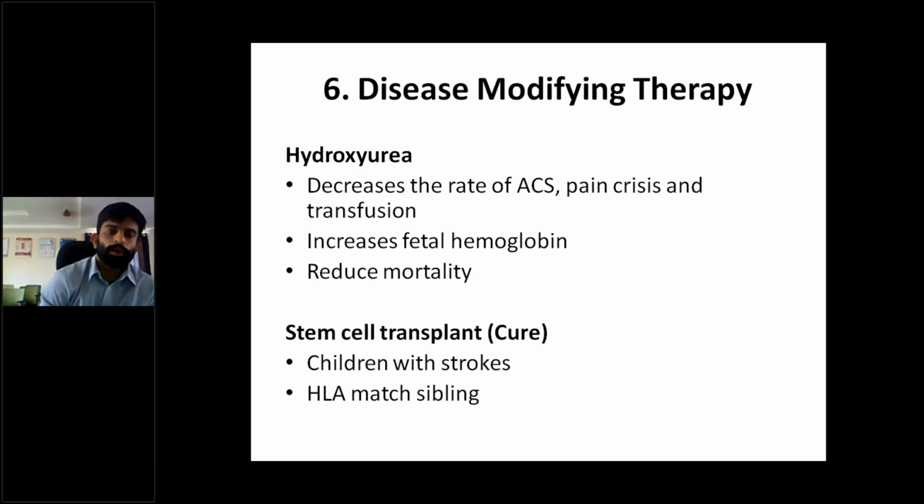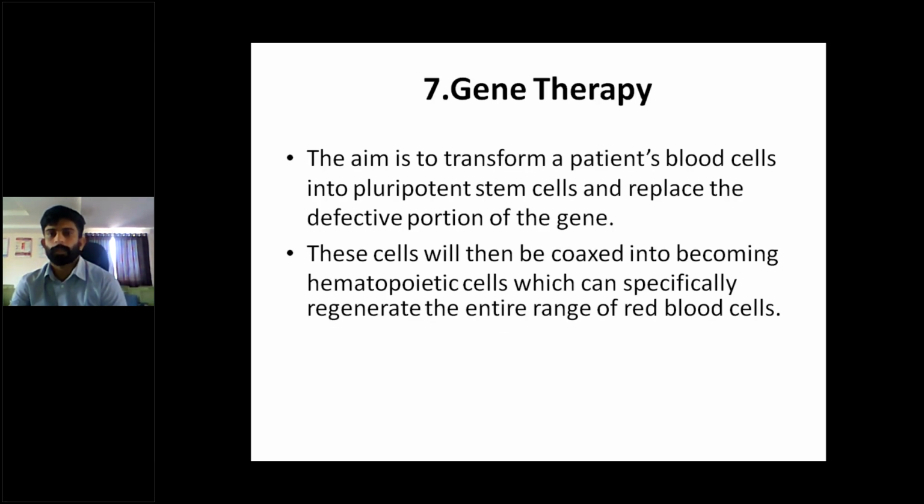There is a cure for sickle cell disease in the form of stem cell transplantation, and children with strokes are also indicated. There should be an HLA matched sibling, but it's very rare to find a perfect match for stem cell transplant in sickle cell anemia. So that is why it's not done that often. It is done more often for thalassemia, but sickle cell anemia is not that often done.